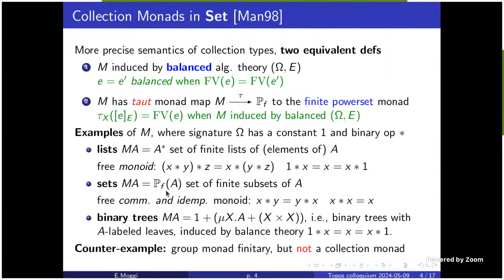Of course, there is the finite power set monad, the list monad, or the binary tree monad. If you think in terms of equational theories, you see that they all have balanced equations. An example of a finitary monad which is not a collection monad is the monad for groups, because you have the equation where x multiplied with the inverse of x is equal to 1, so it's not balanced.